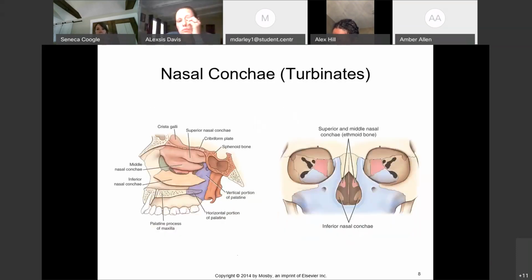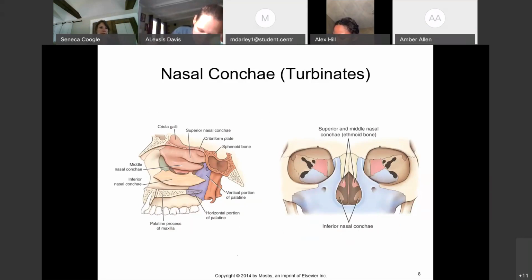Nasal conchae, these are called turbinates. I think you had a question on your last test about what is not located, I can't remember where in the skull, but it's the turbinates. Most of y'all got that one right because the turbinates are in the nasal area. These are the scroll-shaped looking bones. They do look like they're just kind of carved out of wood, just kind of nice scrolls.